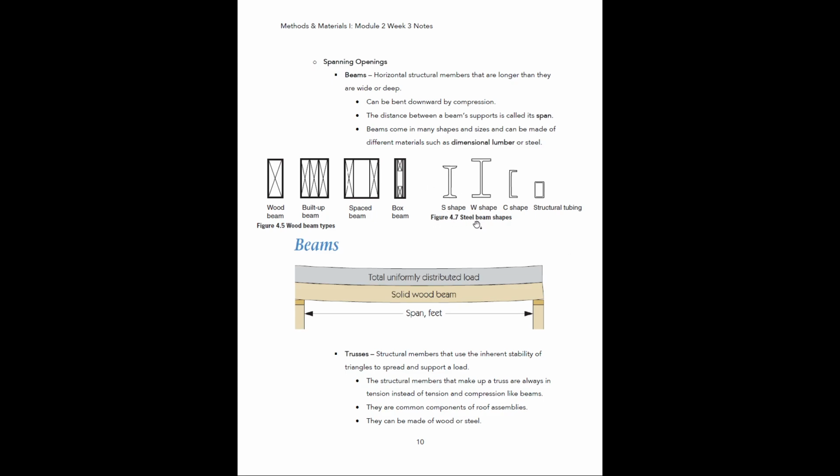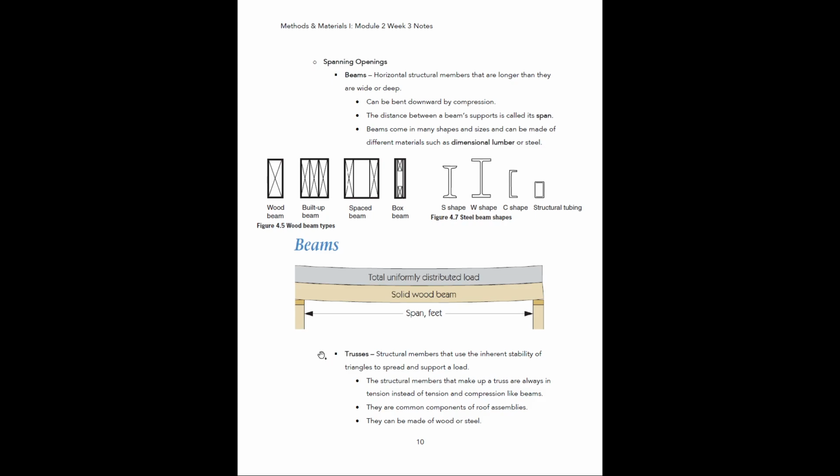Then we also have steel beams. Okay, so these are steel I-beams, right? I'm sure you've seen these before if you've ever seen a commercial construction site where everything is made out of steel. They will have these beams, and they come in all different shapes and sizes depending on what the application is.